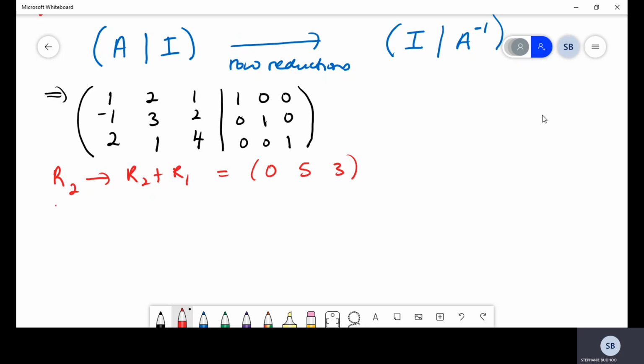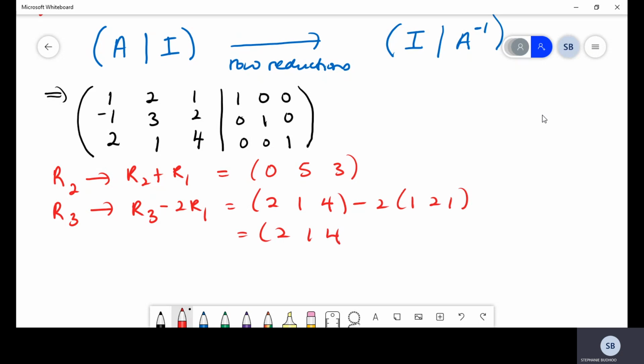And similarly, I'm also going to attempt to reduce the third row using row 3 minus 2 times row 1. I think I'm going to have to write this one out. That's 2, 1, 4, subtract 2 times row 1, which is 1, 2, 1. That's going to give us 2, 1, 4, subtract 2, 4, 2, since 2 times 2 is 4 and 1 times 2 is 2, and that gives us 0, negative 3, and 2. There we go.